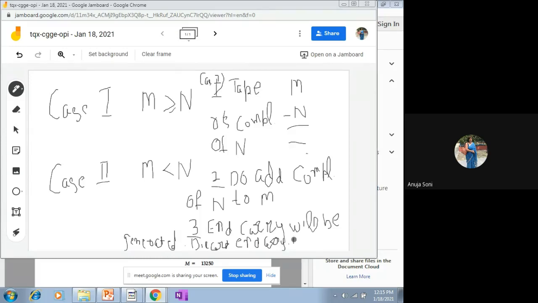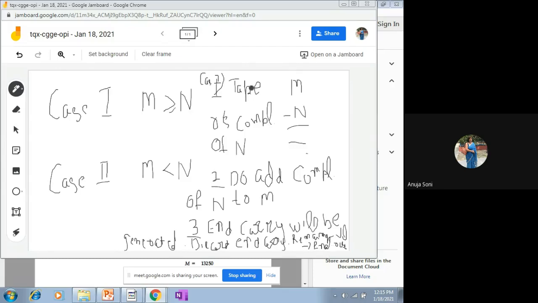The remaining value, though clearly I'm not writing it down, it is understood. This will be done. The remaining value will work as your final result. Though using the whiteboard, I'm not able to write that much clearly, the remaining value will work as the final result.